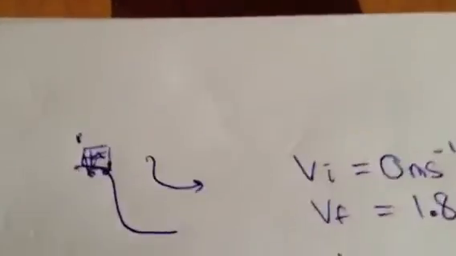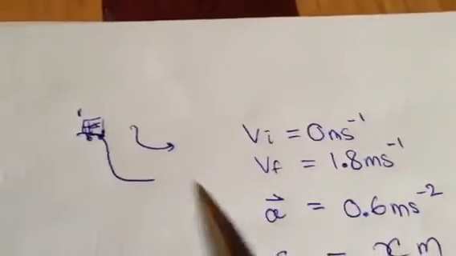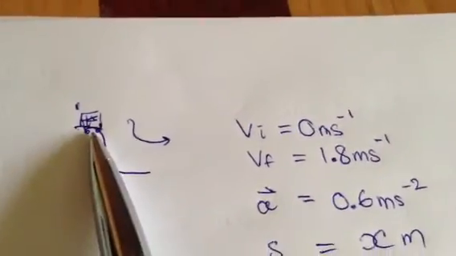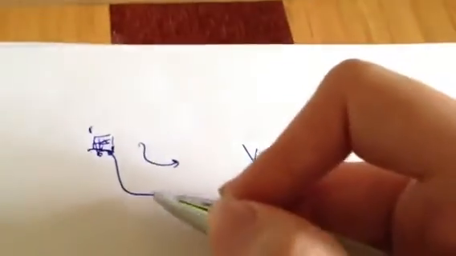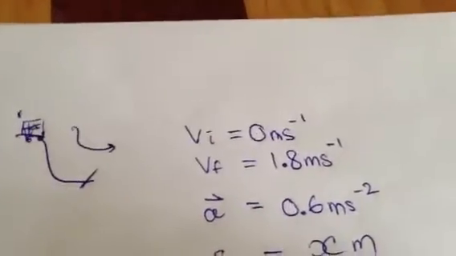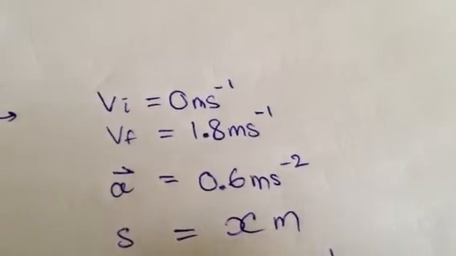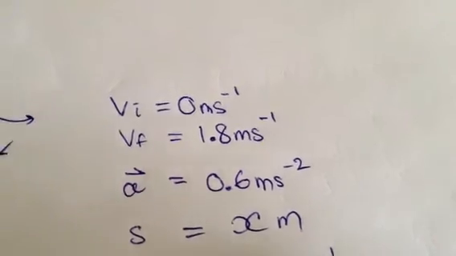So, we had a trolley last week, and its initial velocity was 0 meters per second, because obviously it was at rest when it started. And its final velocity, when we had a finish line down here, was 1.8 meters per second. We then deduced, using a formula, the acceleration must have been 0.6 meters per second per second.